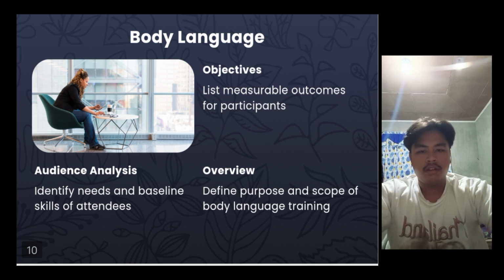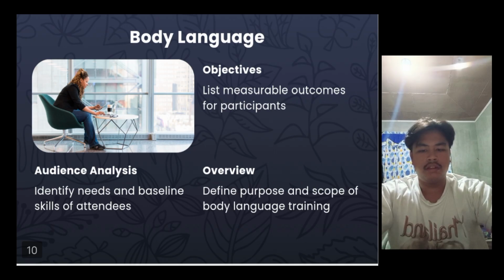Objectives. These are clear, measurable goals set for participants. For example, they might include: by the end of the training, participants will be able to identify 5 common facial expressions related to emotion with 80% accuracy or demonstrate open and confident posture in 3 different workplace scenarios. The focus is on defining what attendees will be able to do after the training.